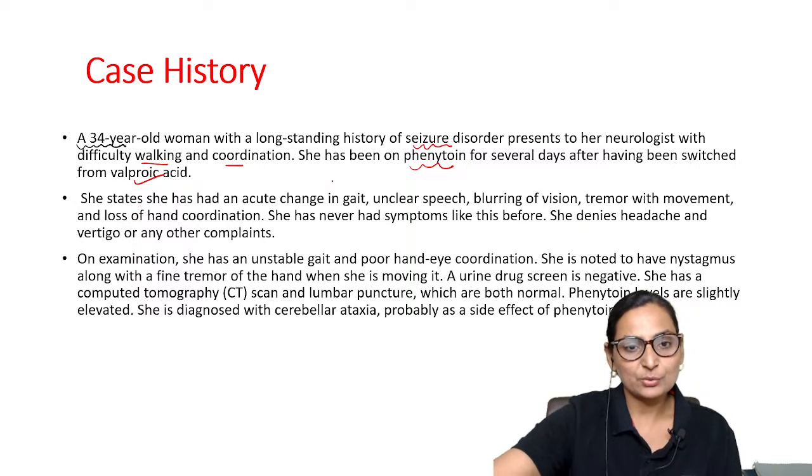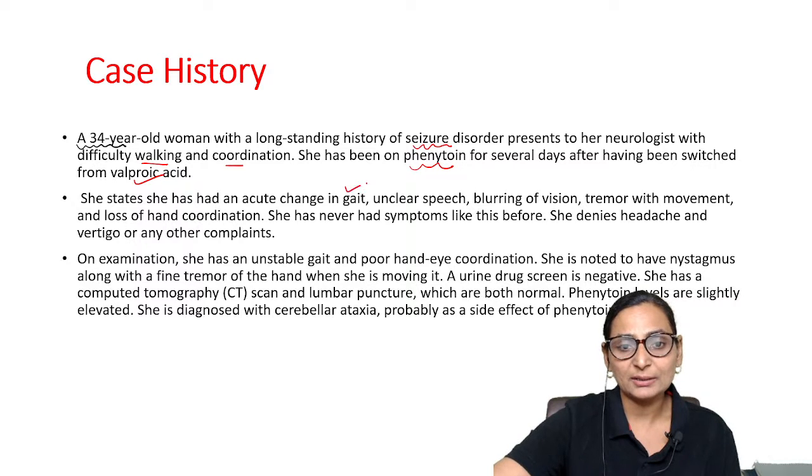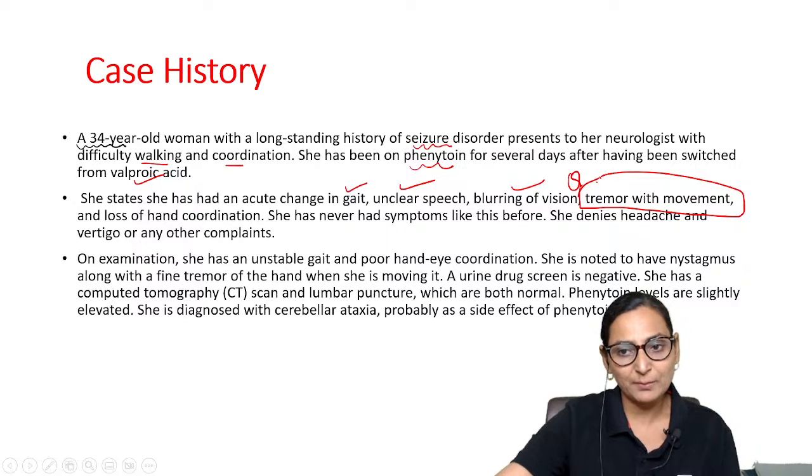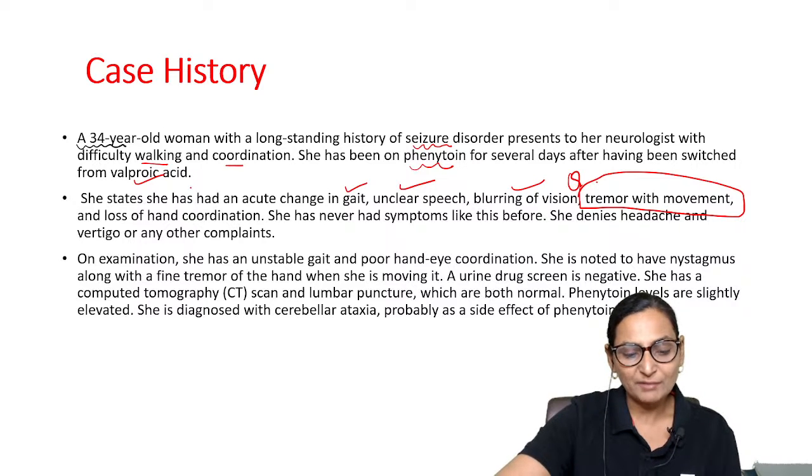She has given a history that there is a change in the gait and speech. There is also blurring of vision. She gets tremors with movement. So this is a very important clue that there are tremors with movement. Apart from this, there is loss of hand coordination. So another clue that is given is hand coordination. She never had such symptoms initially. She does not have headache or vertigo.